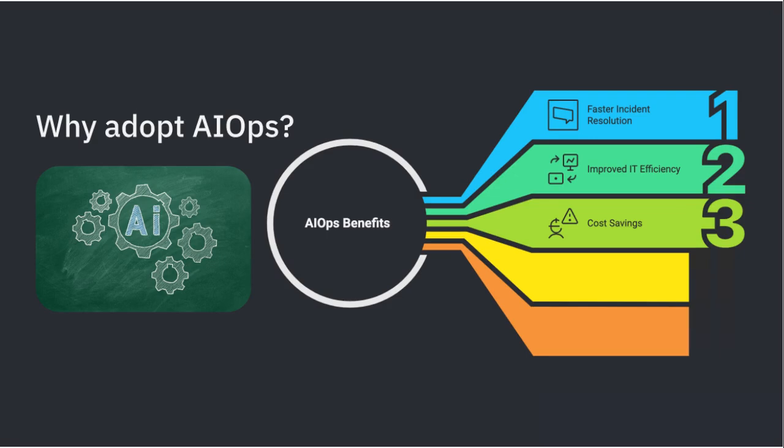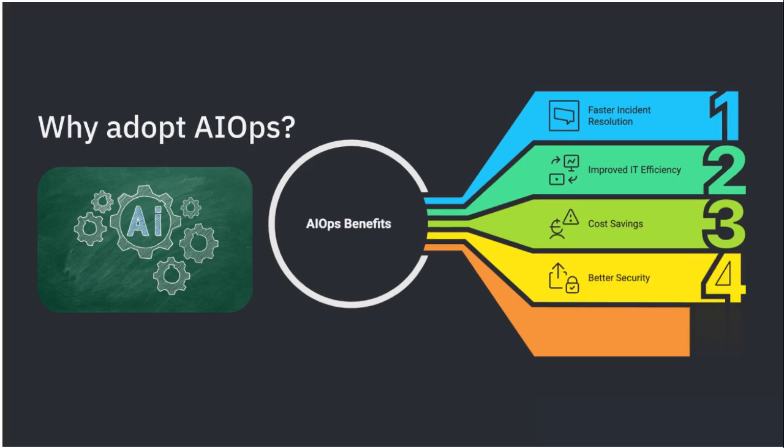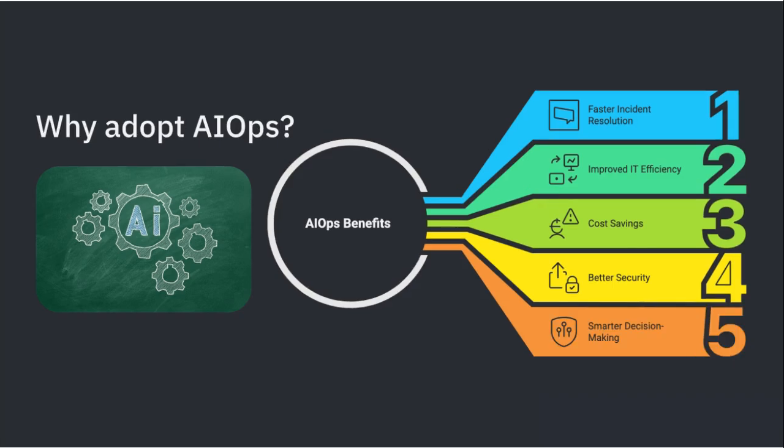3. Cost savings. By preventing failures, businesses save money that would have been lost due to system outages. 4. Better security. AIOps can detect cybersecurity threats early and alert IT teams instantly. 5. Smarter decision making. AIOps provides real-time insights, helping businesses optimize their IT infrastructure. Simply put, AIOps makes IT operations faster, smarter, and more reliable.